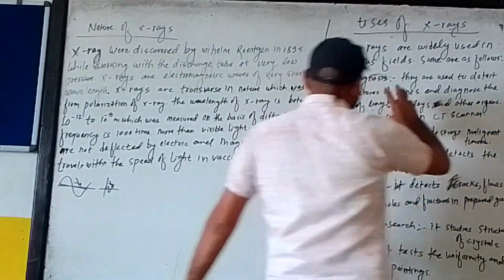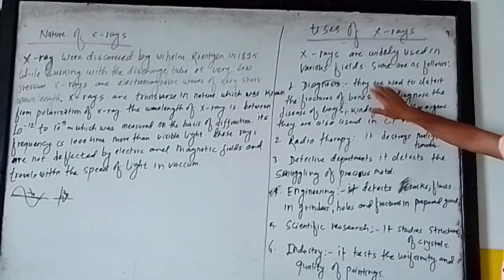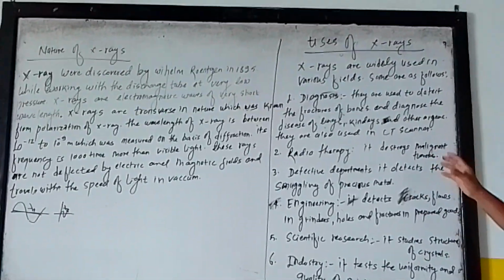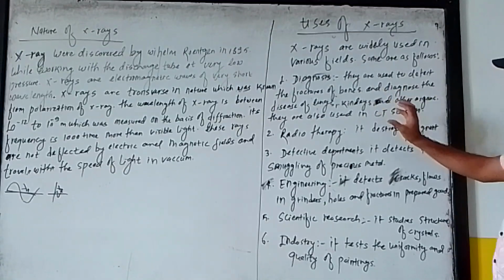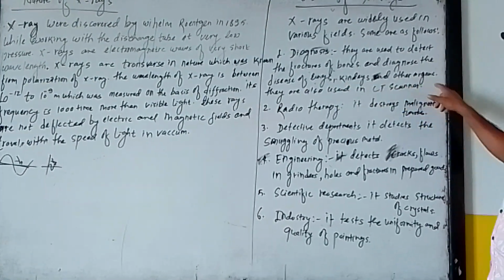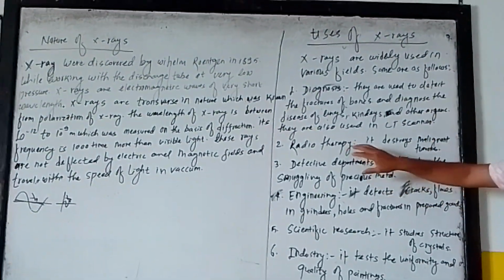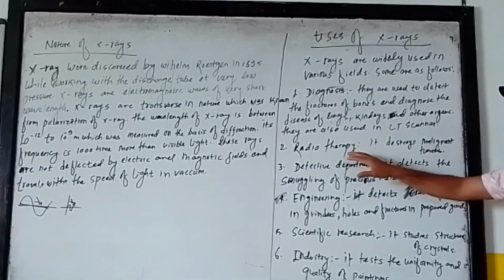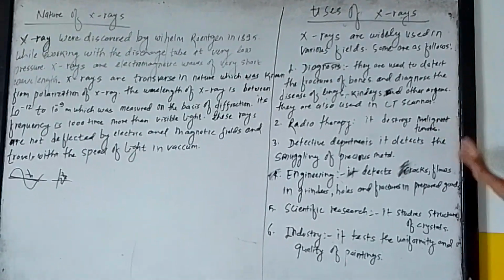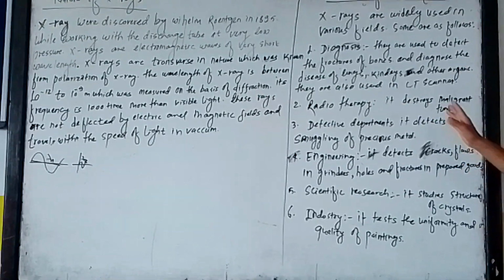First of all, it is used to diagnose different diseases. The first one, diagnosis: they are used to detect the fracture of a bone. That helps us to know where the fracture of a bone is. Also diagnosis of diseases of the lung, kidney, and other organs. They are also used in a CT scanner too. All these are diagnosis where we use X-ray. Next one is radiotherapy, to destroy malignant tumors in the body. That is called radiotherapy. In radiotherapy too it is used.